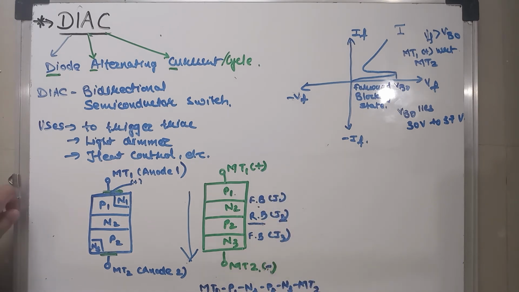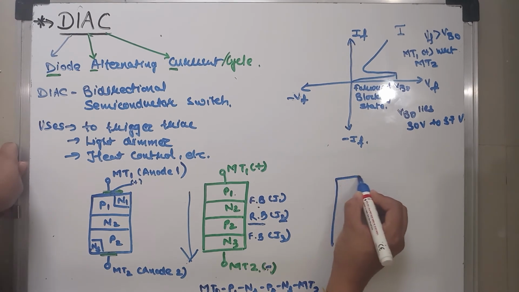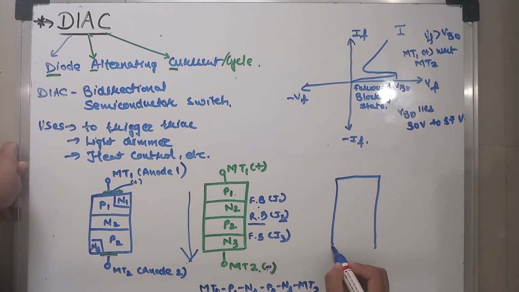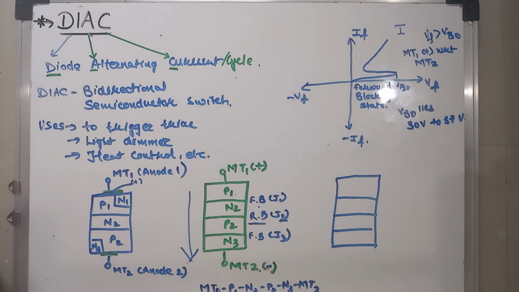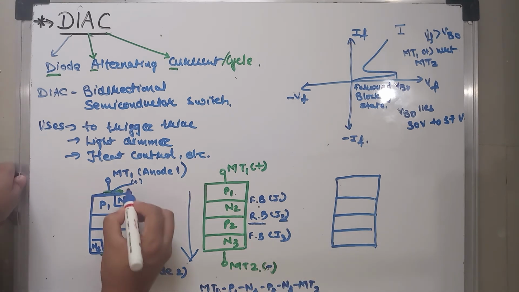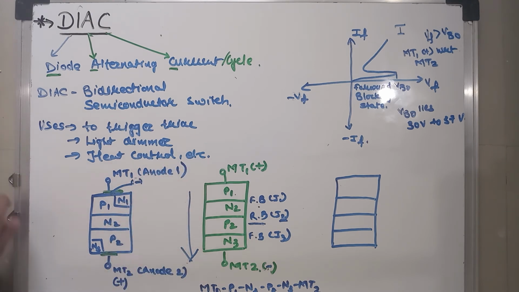what will happen? Okay, see here, another mode of operation. If MT2 is made more positive with respect to MT1, at that time what happens?